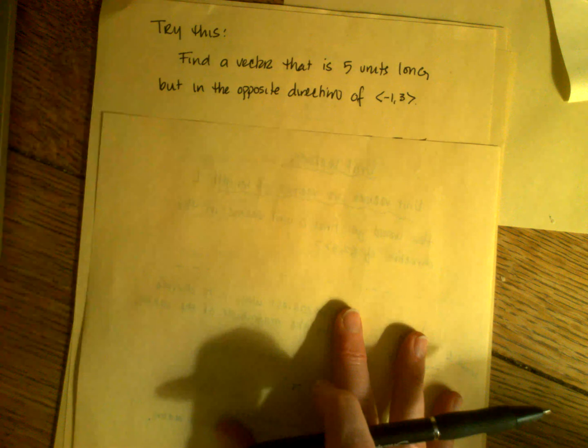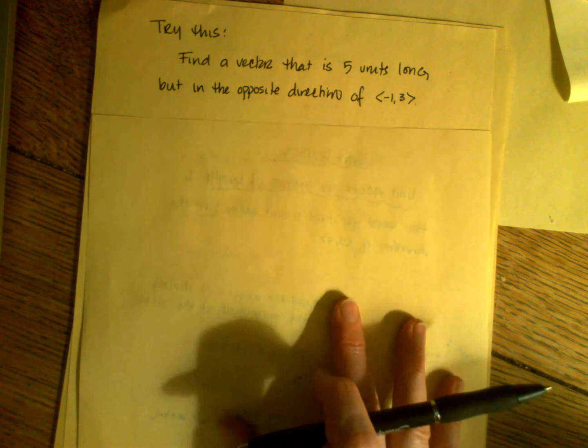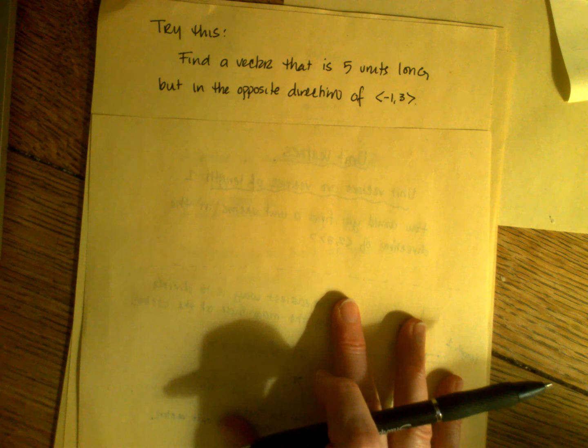So I want you to try this. I want you to find a vector that is 5 units long, but in the direction of -1, 3. Pause the video.